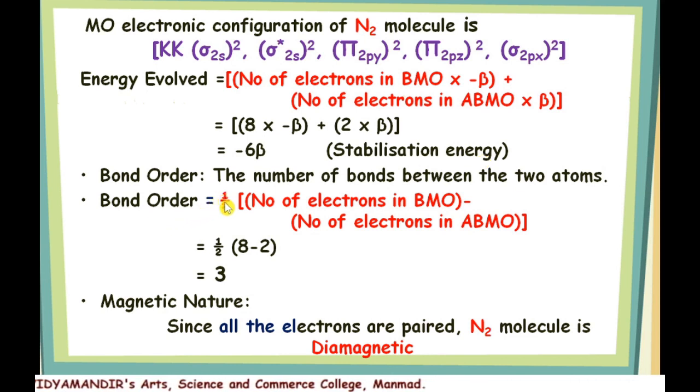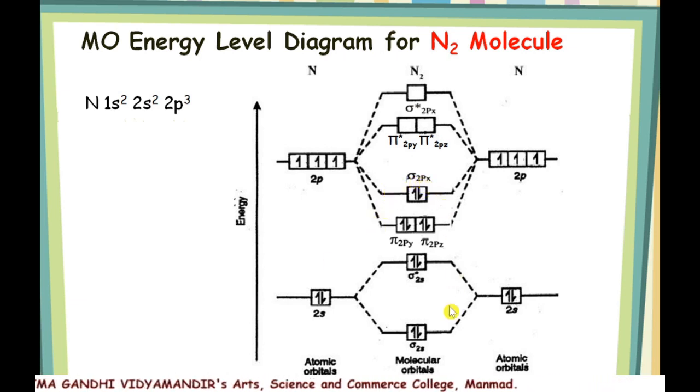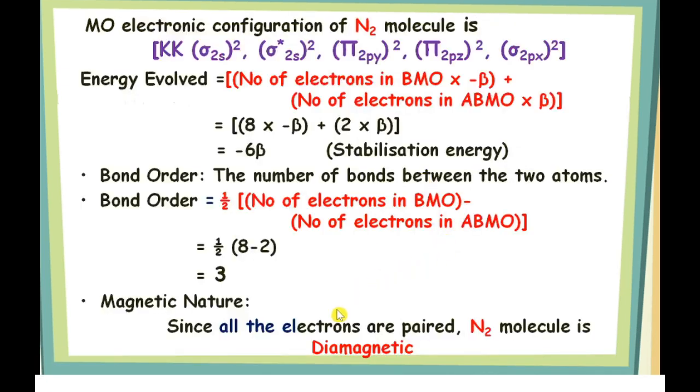Bond order is equal to 1/2 in bracket number of electrons in BMO minus number of electrons in ABMO. 1/2 in bracket 8 minus 2, it becomes 3. So bond order 3 indicates that there are 3 bonds between the 2 nitrogen atoms of N2 molecule. Now magnetic nature. Let us see the diagram first. If we observe this diagram, all the electrons present in molecular orbitals are paired, and due to this N2 molecule is diamagnetic in nature.